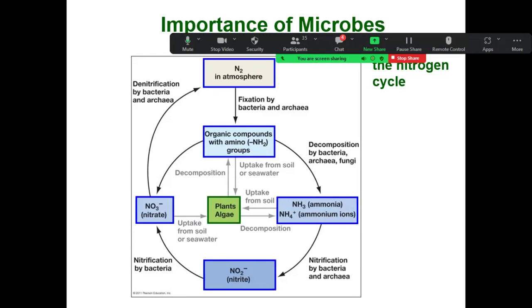And actually, I'm surprised there aren't also microbes in there. And then some of the organic compounds can be decomposed into nitrate, but the vast majority will be decomposed into ammonia. The ammonia can be used by plants and algae. However, they don't like it. And if you give them too much ammonia, it'll actually kill the plant.